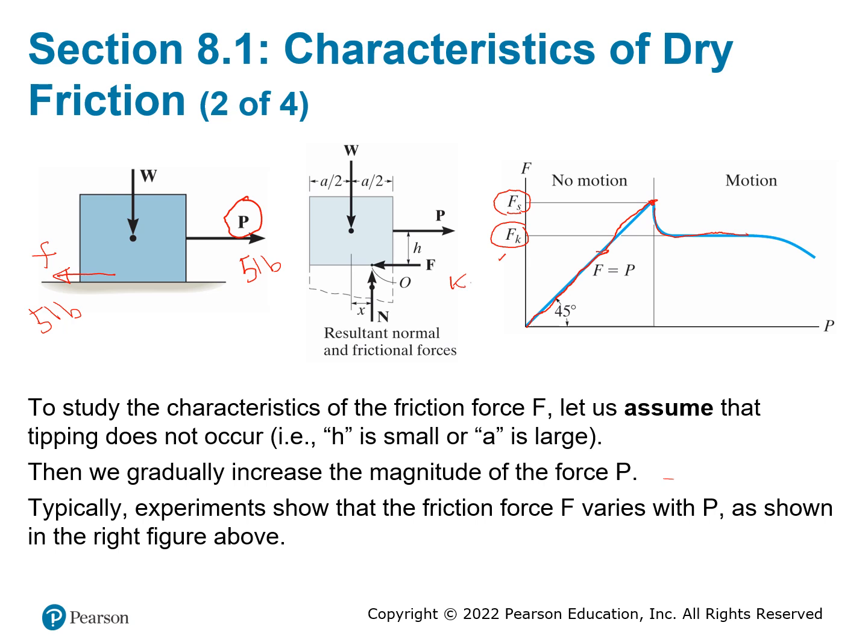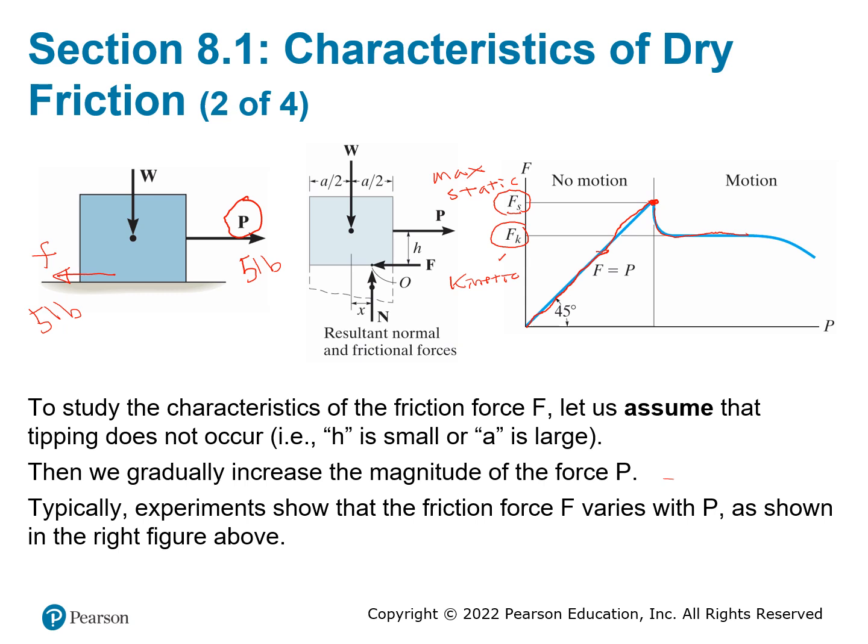This is the maximum static. Over this whole range here are all called the static friction force, but this is the highest point that will prevent it from moving. So experimentally we can use this to determine the maximum static friction force and the kinetic friction force.